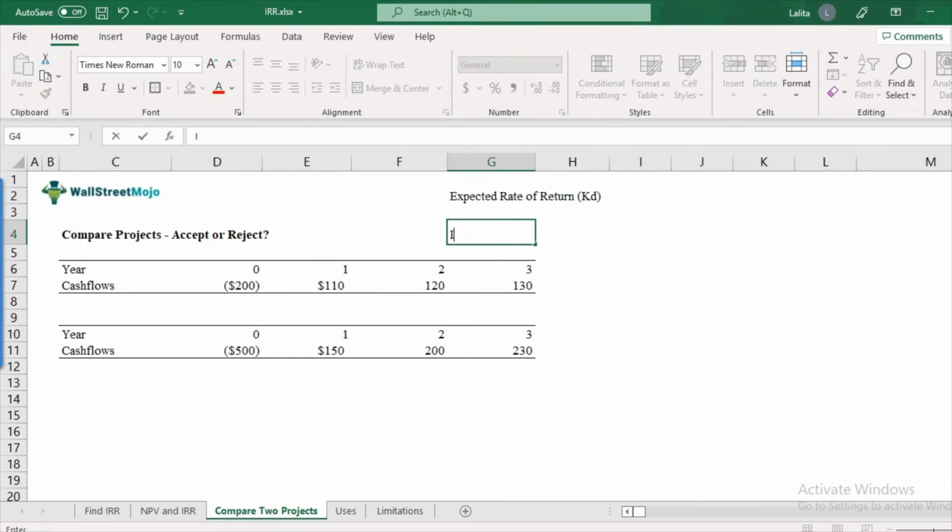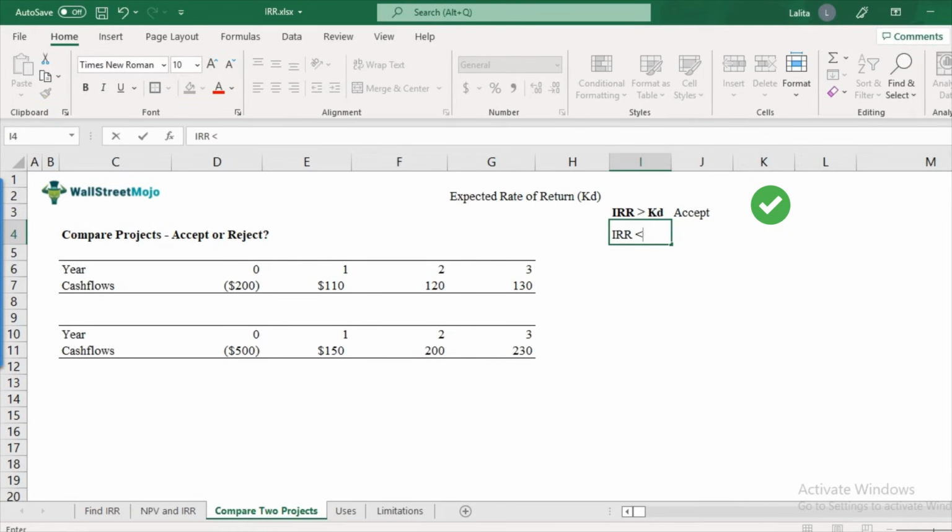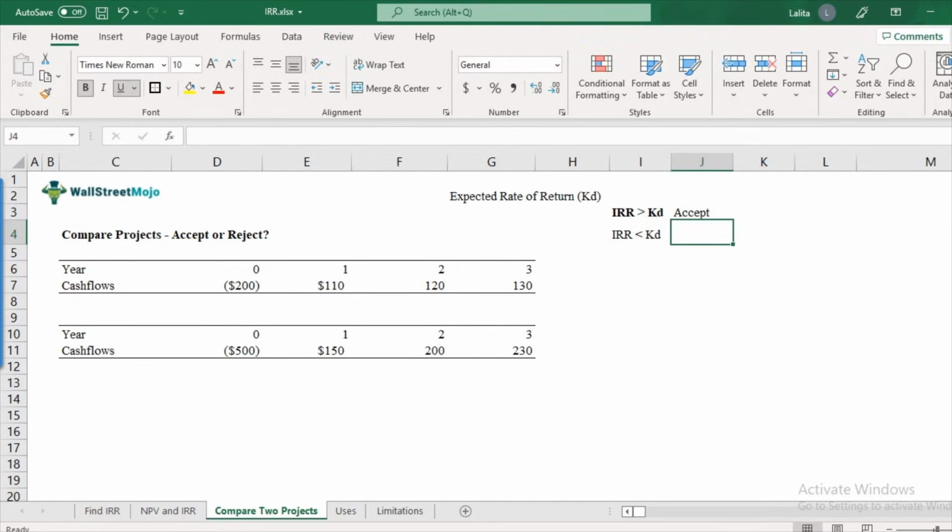Now if IRR, or the internal rate of return, is greater than your expected rate of return, this means you're earning a rate of return which is much higher than your expected rate of return, right? So in that case, you accept the project. In another case, it could be that your internal rate of return is less than your expected rate of return. In that case, you reject. You basically reject the project altogether.